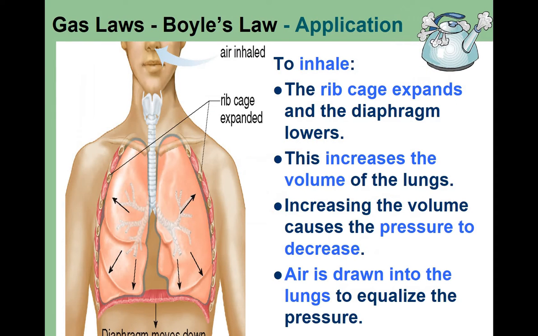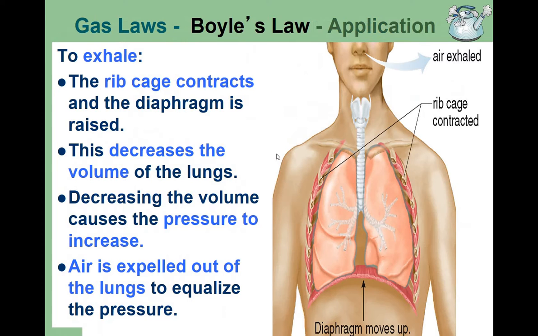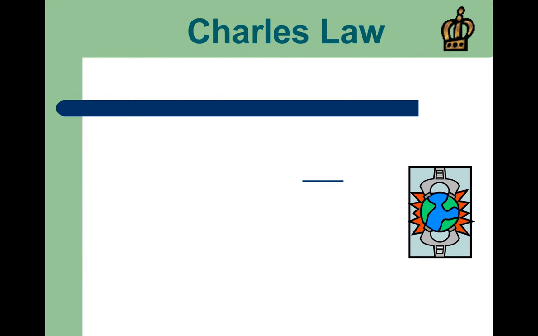Okay, so Boyle's law, the application here is when we're breathing. So this is a medical chemistry class, so we've got to talk about this. To inhale, the rib cage expands and the diaphragm lowers. This increases the volume of the lungs. Increasing the volume causes the pressure to decrease, and because the pressure is decreased, air is drawn into the lungs, okay, to equalize the pressure. So that's how our diaphragm works. To exhale, we contract or squeeze our lungs, and the volume is decreased. That forces air out, and we're able to expel. So that's Boyle's law. The next one is Charles.